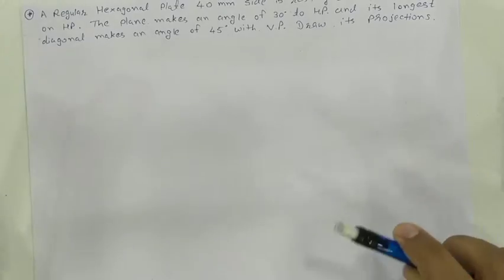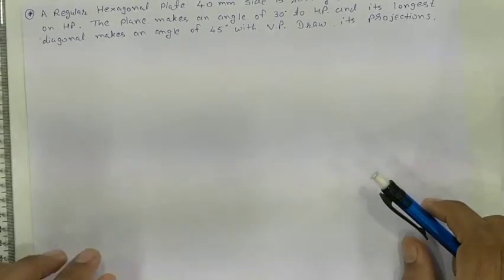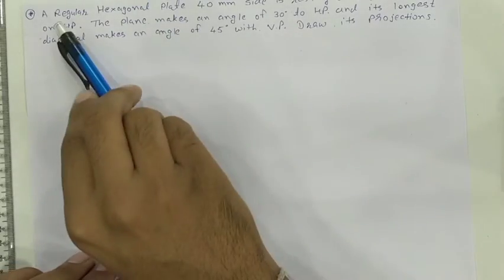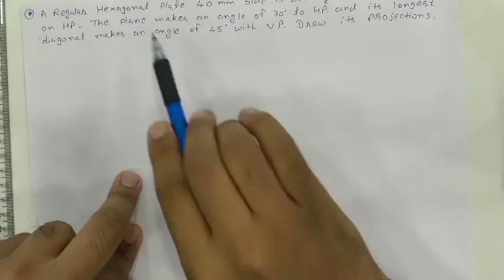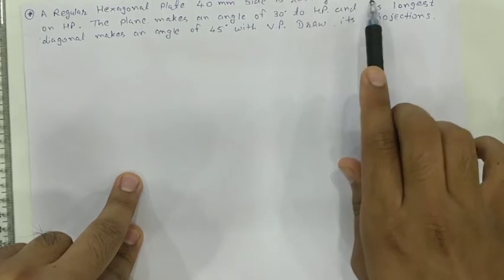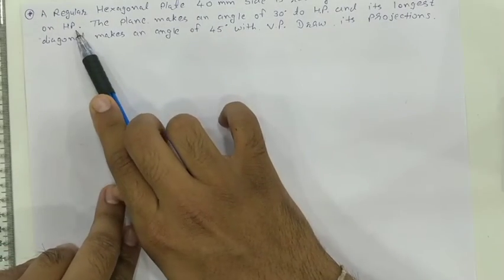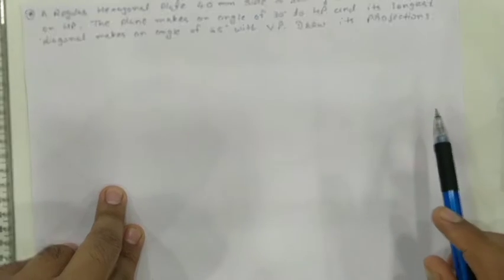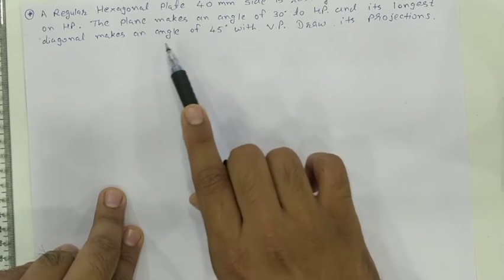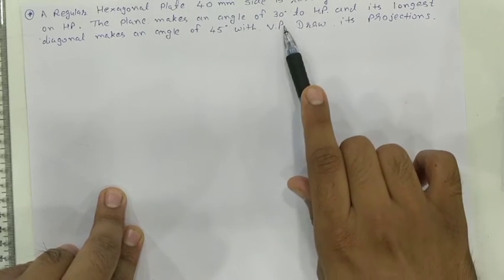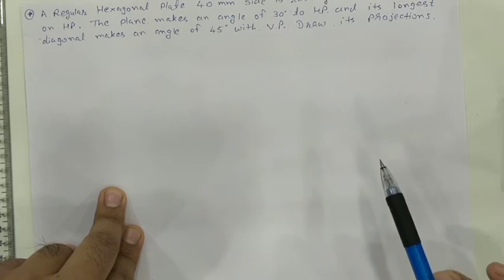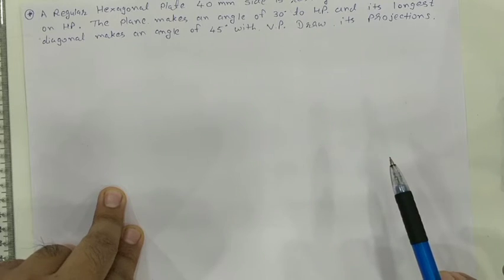Hello everyone, let's start our example for projection of plane. Here you can see in this example: a regular hexagonal plate of 40 mm side is resting on one of its edges on HP. The plate makes an angle of 30 degrees to HP and its longest diagonal makes an angle of 45 degrees with VP. Draw its projection. Before starting this example, let's understand what it is trying to say.